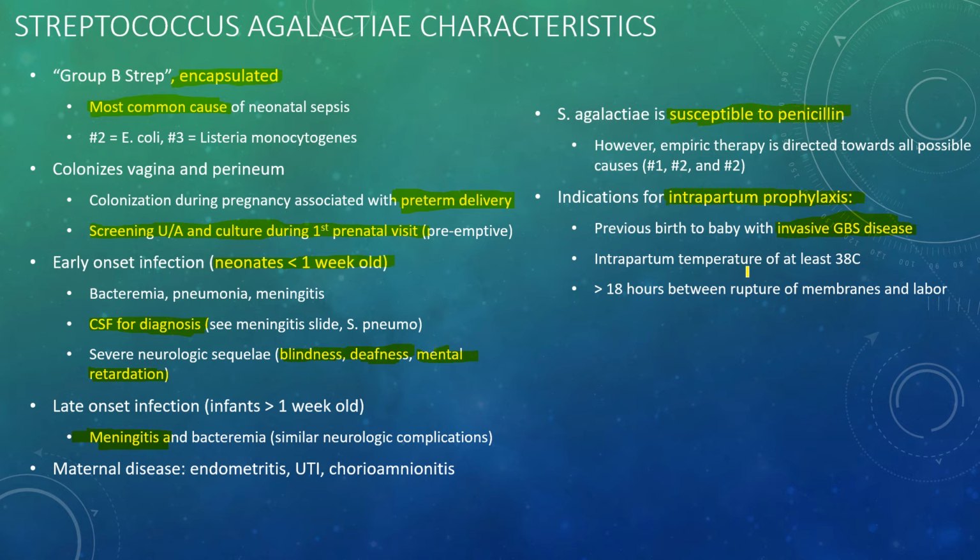So if membranes rupture a long time earlier and labor happens much later, labor meaning contractions and cervical dilation, then that means there's a long period of time where Group B strep could have infected. So that's another indication for prophylaxis.